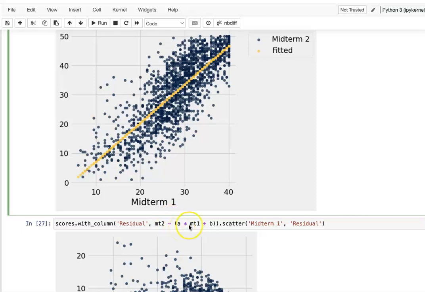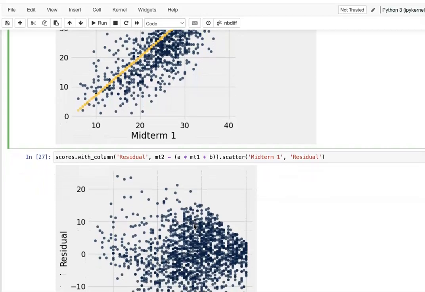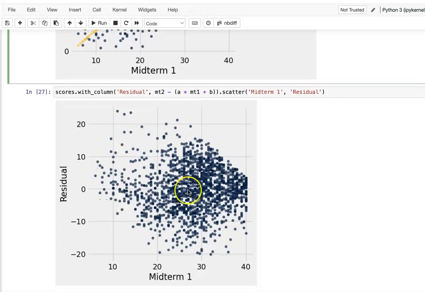The residual definition is your prediction minus your actual value. Okay, your actual value minus your prediction. So we can see the procedure. Then the residual scatter plot looks like this.